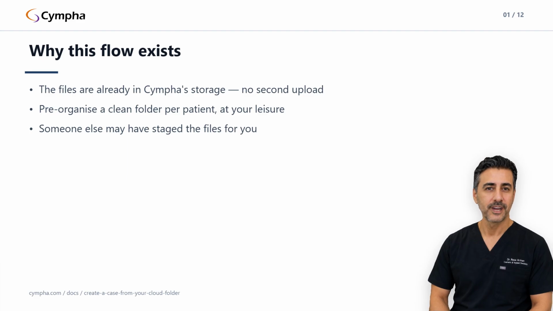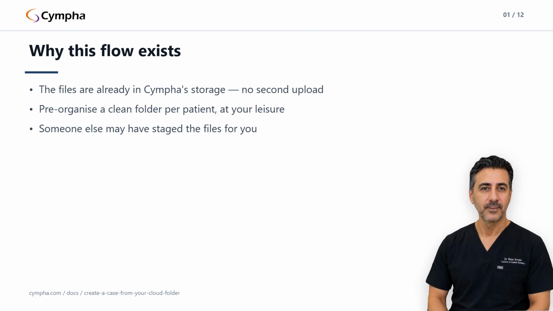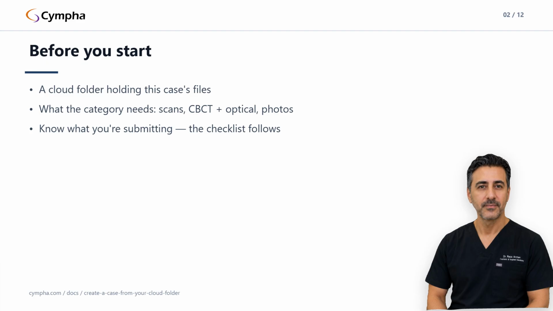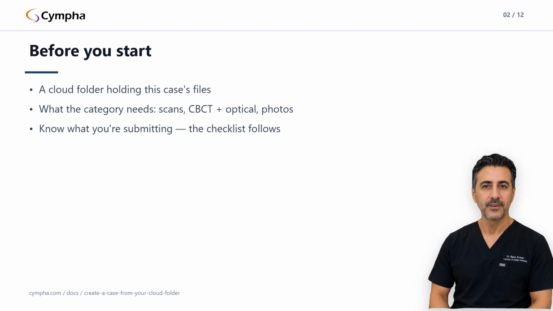Three things before you click anything. First, the folder itself, in your cloud, containing the files for this case. If it isn't organized yet, the file management lecture shows you how. Second, make sure the folder holds what the case category will ask for. An AlignerBot case needs scans, an implant case needs a CBCT plus optical scans, an ortho case wants scans and ideally photos. You don't have to memorize this; the case form surfaces a checklist once you pick the category.